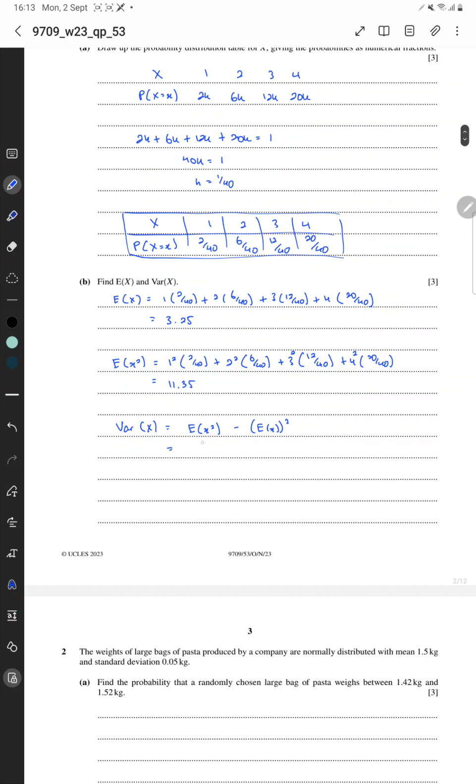Okay, now just plug in all these numbers. You have 11.35 minus 3.25 squared, and finally you will get an answer of 0.7875 exactly.